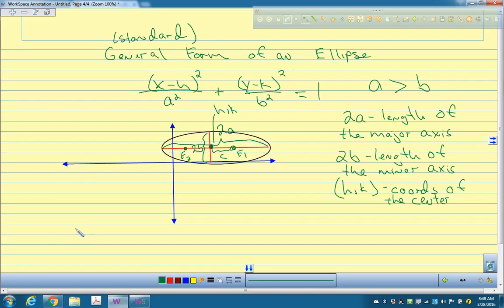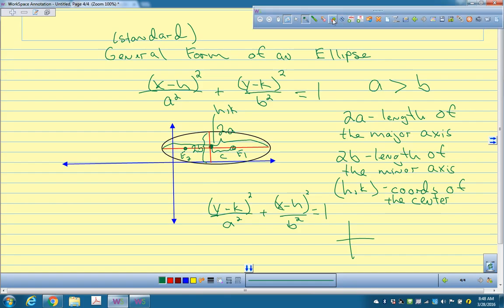The other thing, if it goes the other way, so if it's y minus k squared over a squared plus x minus h squared over b squared equals 1, then we could call that a vertical ellipse, so that one's kind of going that way, okay?